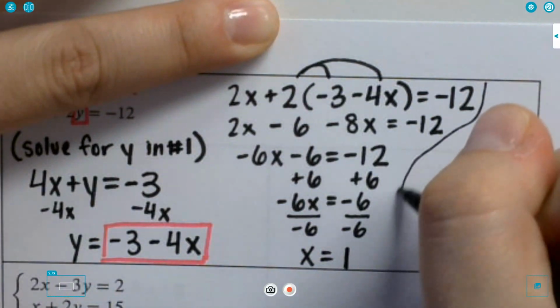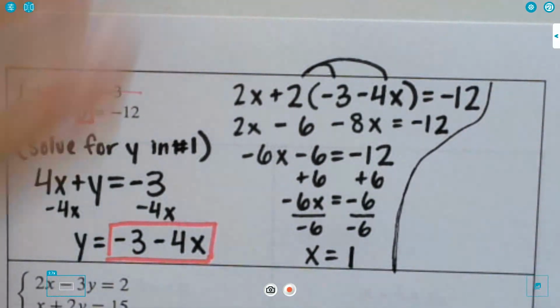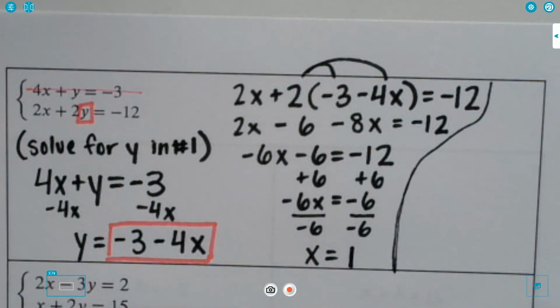Wait, I guess I'm not going to run out of space. I can use this space over here. So I now know that x equals positive 1. I still need to solve for y. Any questions before I go back and do that? Okay, stop talking, please.